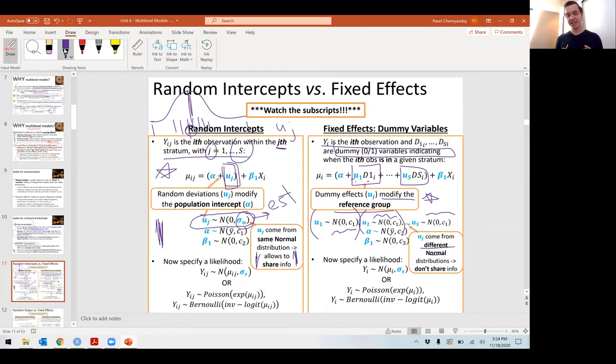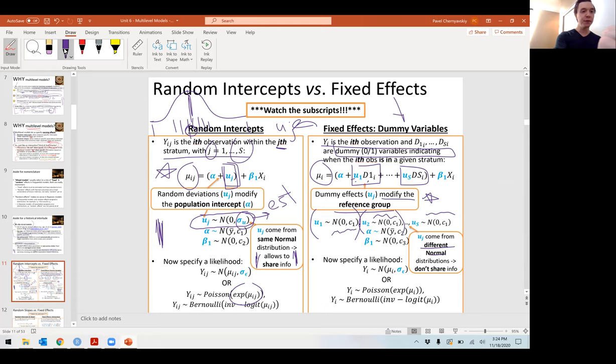You could share information if you go with the random intercept route. And you would leave that on the table if you go with this naive dummy variable route. Okay? You have now made a mean. And now we go back to everything we've learned before. Specify the likelihood. If it's a normal, just plug it in. If it's a Poisson or a negative binomial, exponentiate it. Right? There's our inverse link function right there.